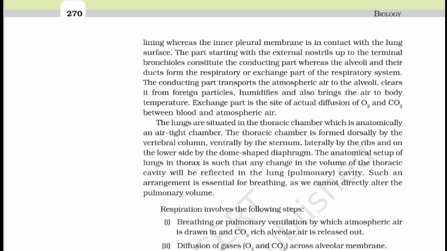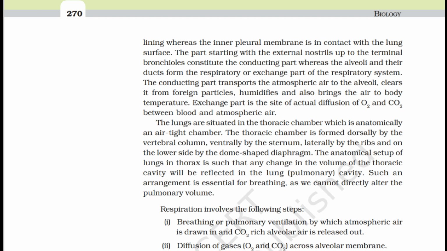The part starting with the external nostrils up to the terminal bronchioles constitutes the conducting part, whereas the alveoli and their ducts form the respiratory or exchange part of the respiratory system. The conducting part transports the atmospheric air to the alveoli, clears it from foreign particles, humidifies and also brings the air to body temperature. Exchange part is the site of actual diffusion of O2 and CO2 between blood and atmospheric air.